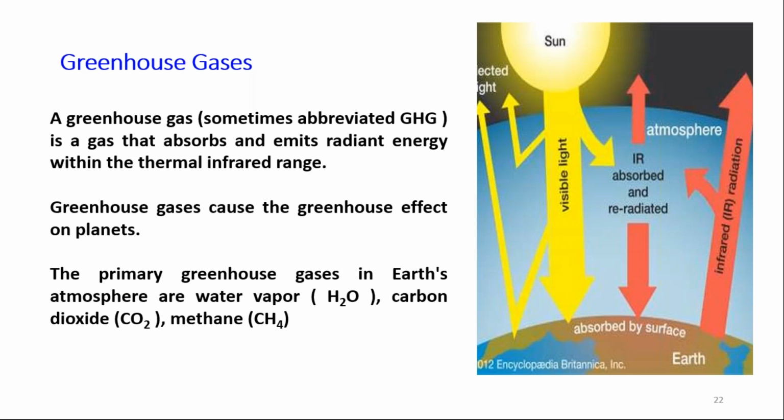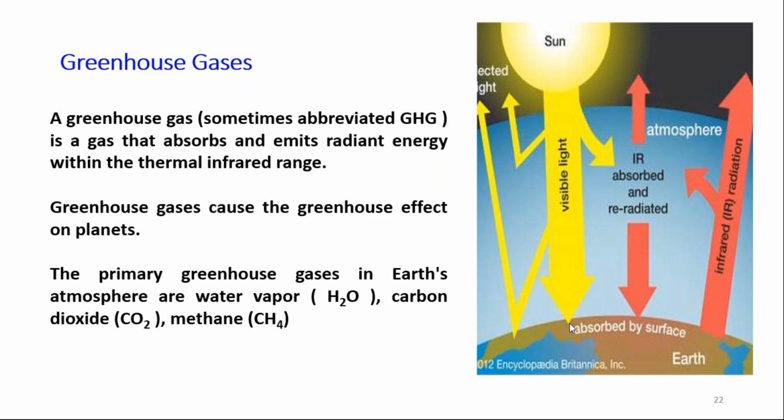Now, as we are talking about global warming, we have also talked about the greenhouse gases, and this is the greenhouse gases effect. A greenhouse gas is a gas that absorbs and emits radiant energy within the thermal infrared range. So these IR radiations are absorbed and re-radiated by the gases, and that is called a greenhouse gas.